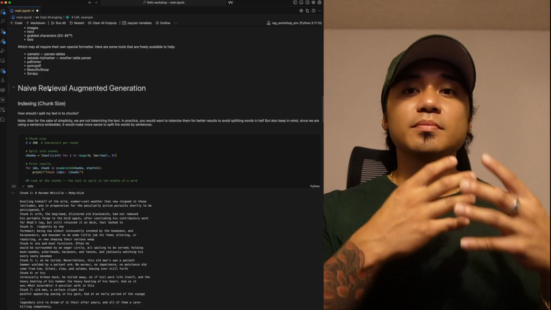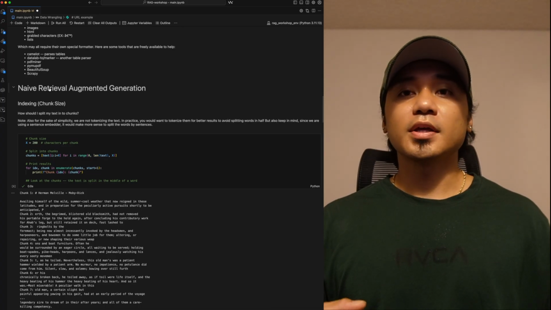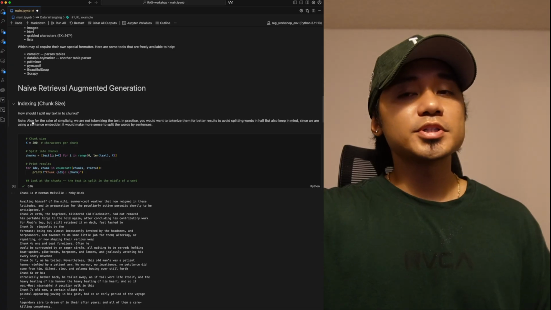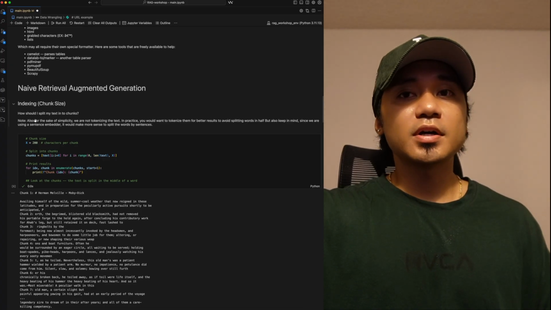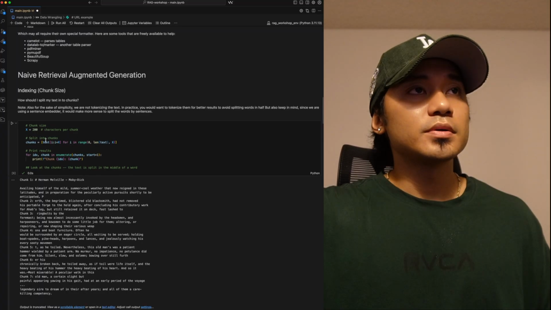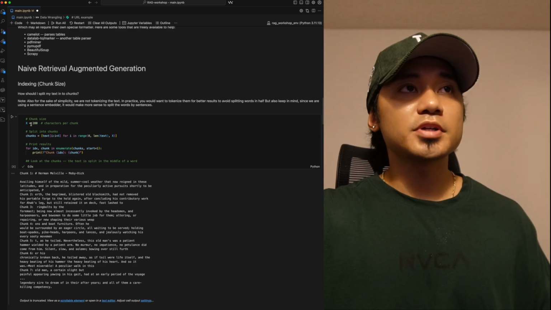So this is the most basic way that you could construct your own system that does retrieval augmented generation. The first question that you're going to be asking yourself is, how do I chunk my data and store it in a database? One of the things that you can do is just define a character chunk size.